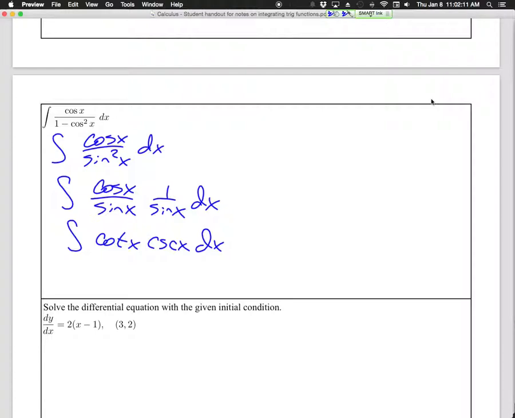So now, what's the integral of cotangent times cosecant? It's cosecant, but I know it has to be negative. Why do I know it has to be negative? Because I ended up with something that started with a C. Plus C. And don't forget about the plus C. 1 over sine turns into cosecant. Yes. What is 1 over cosine? Secant.